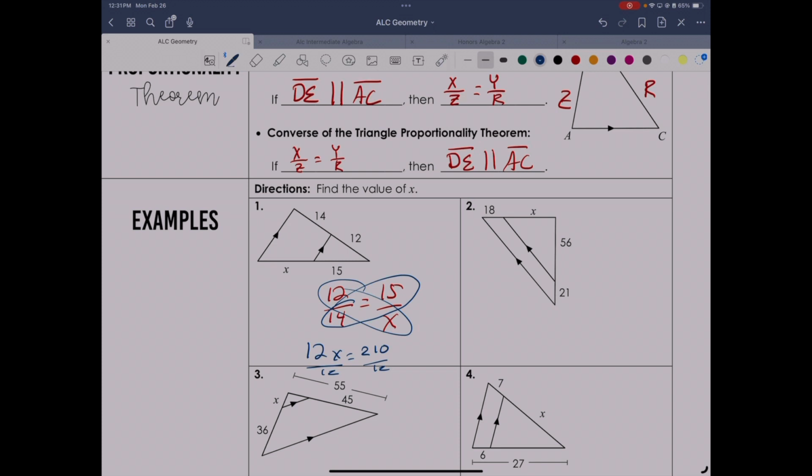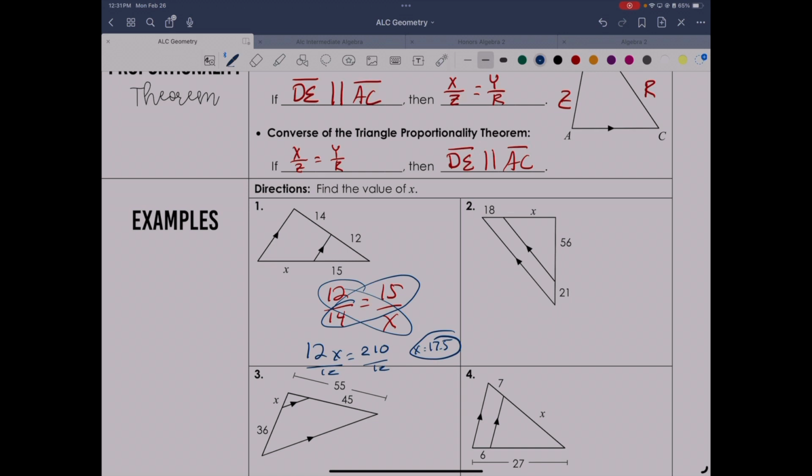210 divided by 12 is 17.5. That's the length of that segment. Now you do need to notice it's segment over segment equals segment over segment. It's not segment over whole equals segment over whole, which is also true, but that's not what it is. It's segment over segment equals segment over segment.